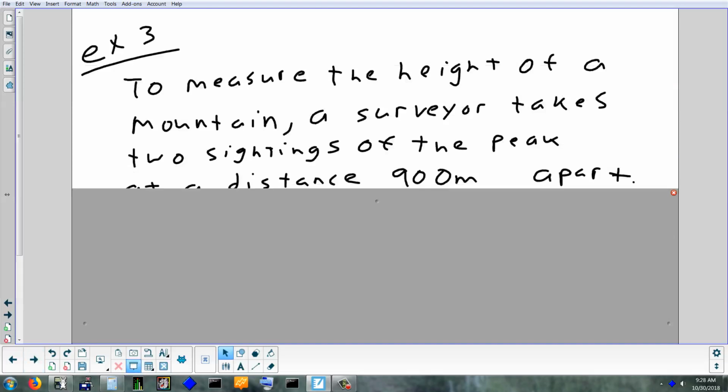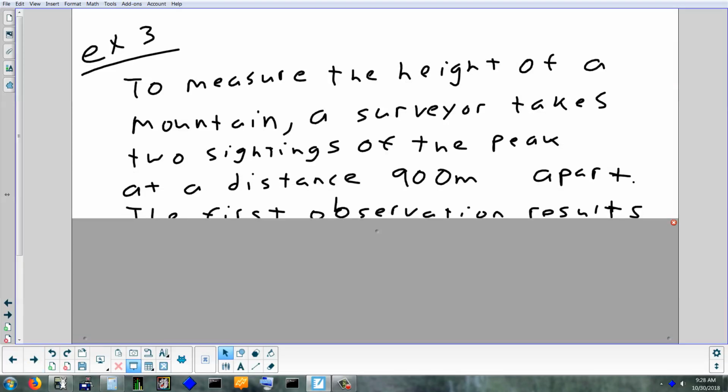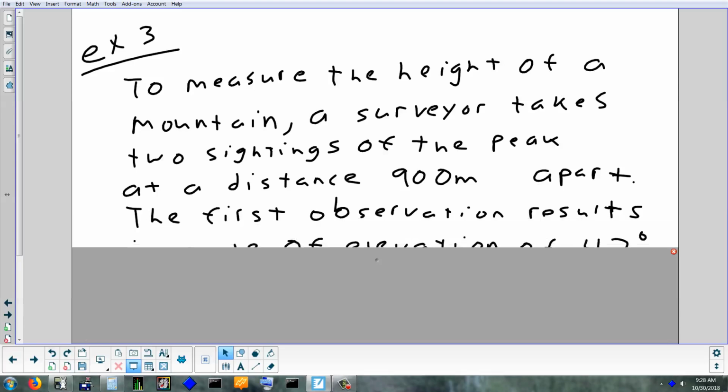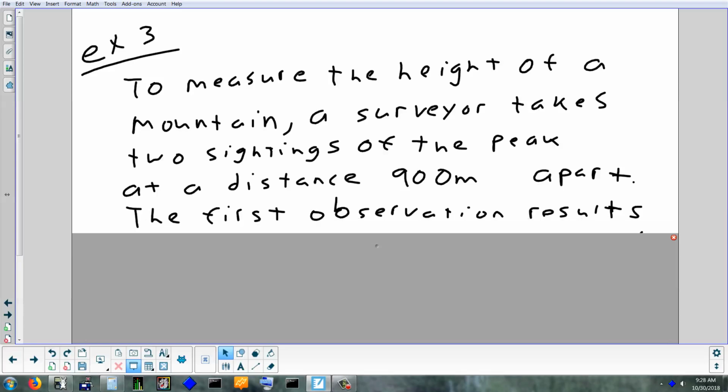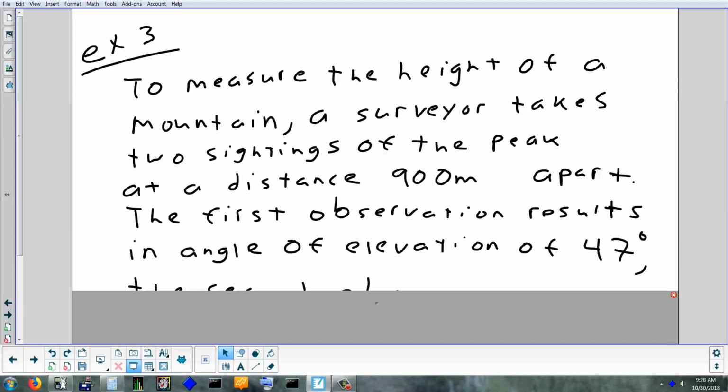So we're going to stand in one spot, set up a tripod, and aim some kind of scope at the peak of the mountain, probably on a transit, and that's going to tell us the angle that we had to point it at to be exactly at the peak. And then we're going to do the same thing. We're going to back up 900 meters, set the tripod up again, and then measure the angle to the peak from that spot.